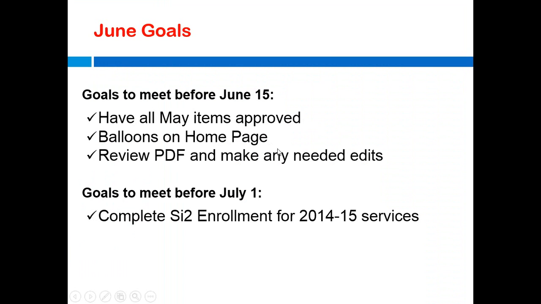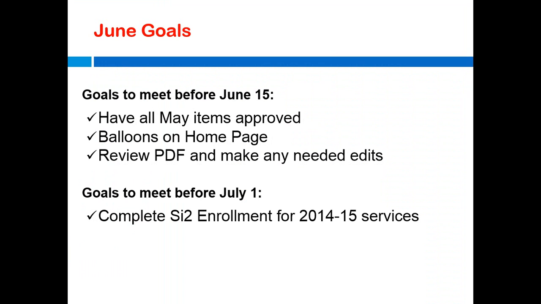You should, by June 15th, have balloons on your home page. That means everything is completed and you've submitted the SIP for that final review and OK on the certifications. You should also have reviewed your PDF and made any needed edits by June 15th. Okay? Because on June 30th, ASA will submit a list of the schools to DOE with approved SIPs.